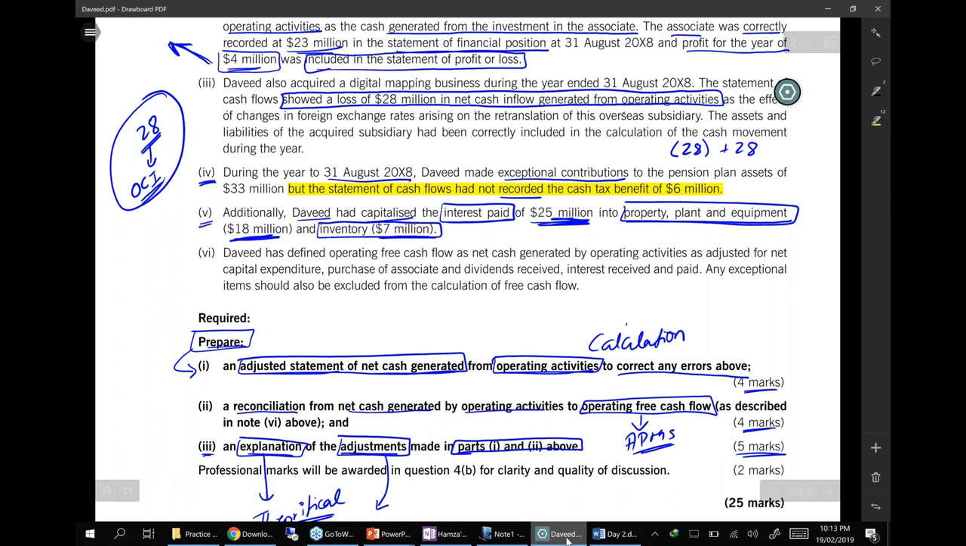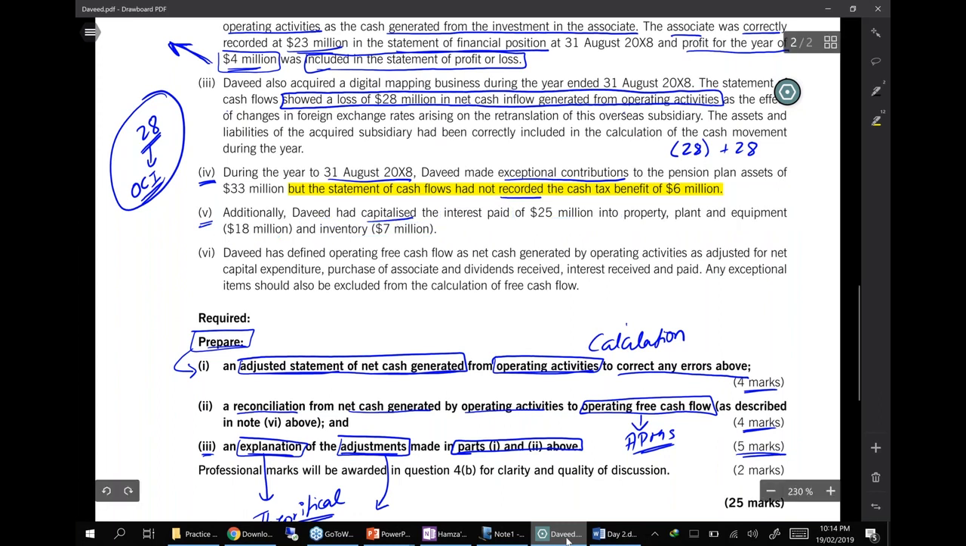The question says that David has capitalized the interest of 25 into the property, plant and equipment, and out of it 18 million was added to the PPE and 7 million to the inventory. So is there any cash flow issue in this? This is basically something that is relevant to the APMs and not a part of the cash flow. So we are not going to do anything in this case.